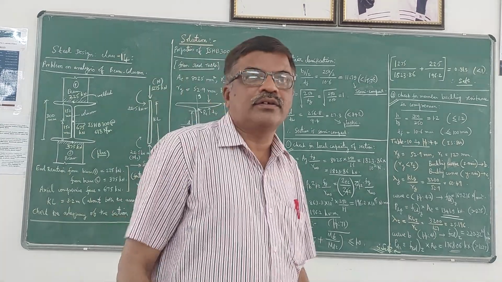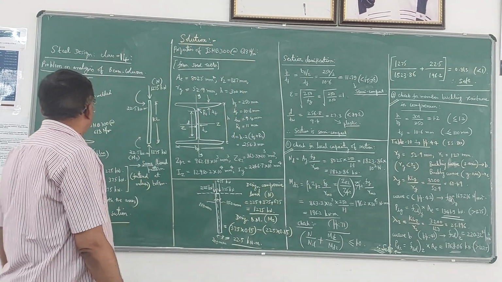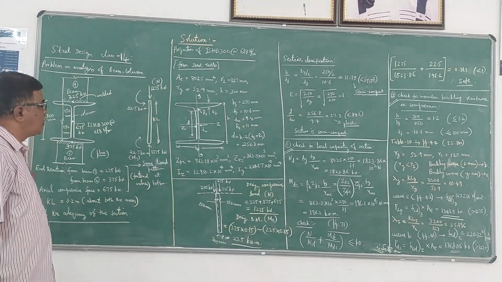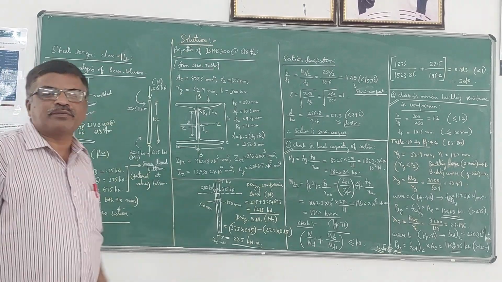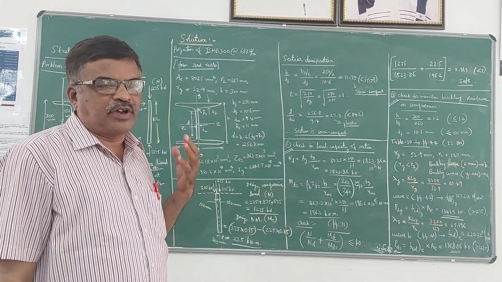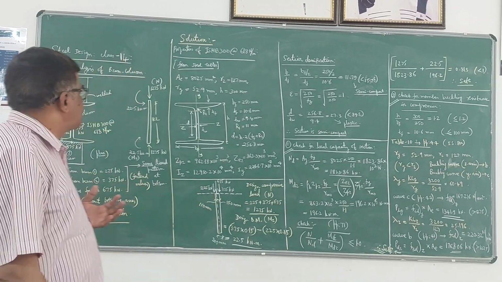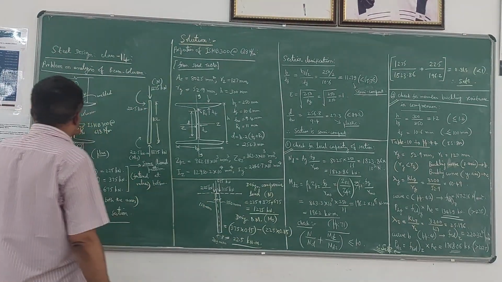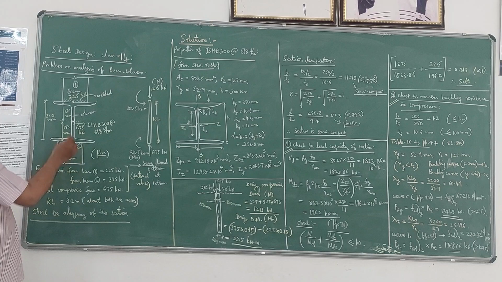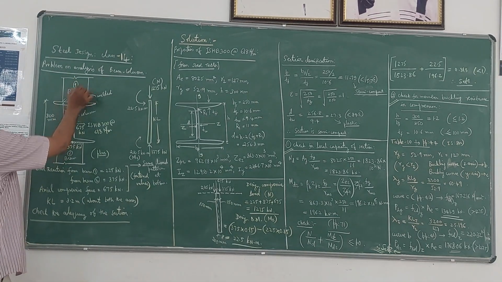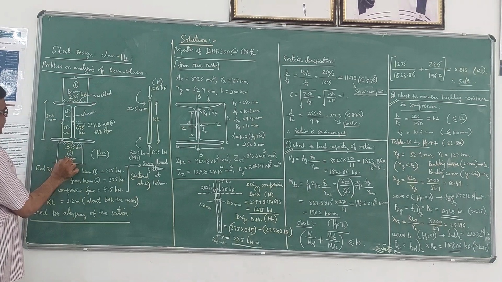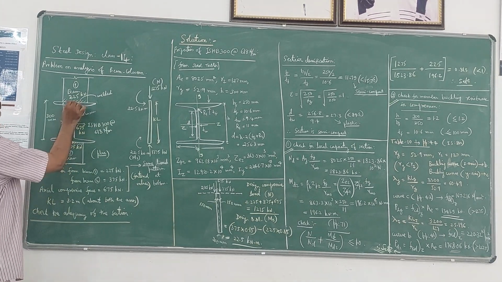So in this class, we will discuss an analysis problem on beam columns. In the last video, I explained the steps which we have to follow in the analysis of a beam column. So here, this is the given example. You have a beam, another beam like this, connected to a column section.